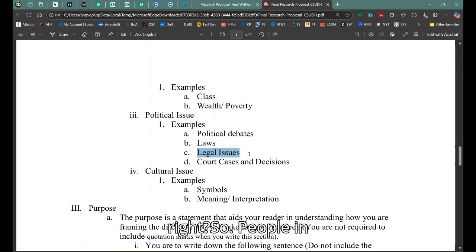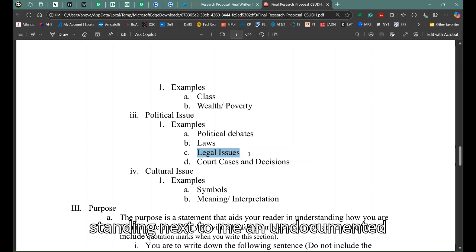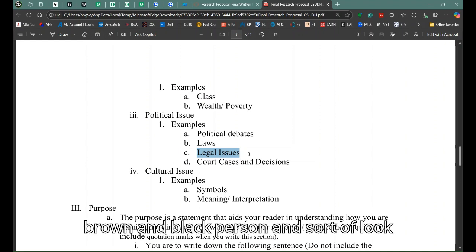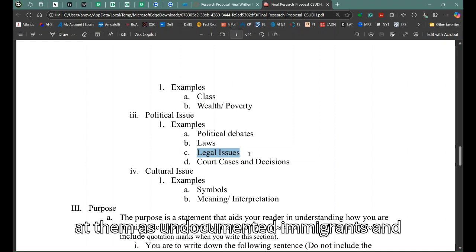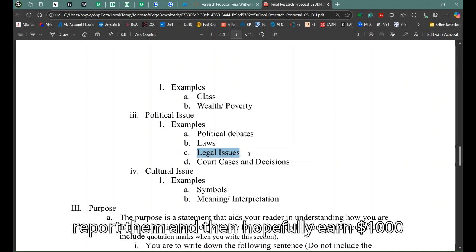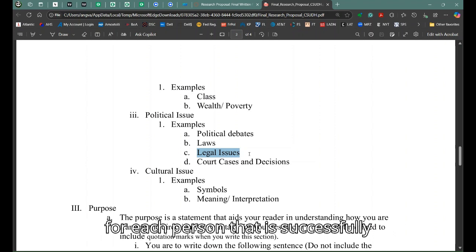So people in Missouri are not necessarily going to think, oh, is this white person standing next to me an undocumented immigrant, or am I going to look at the brown and black person and sort of look at them as undocumented immigrants and report them, and then hopefully earn $1,000 for each person that is successfully identified, processed, and deported. That would definitely be a legal issue, right?